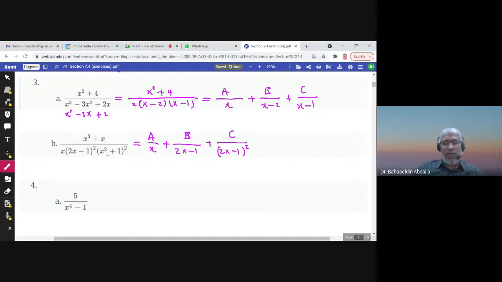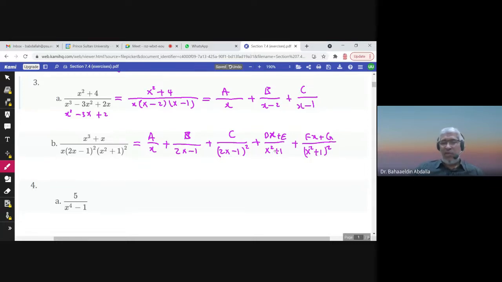Okay, and now this is an irreducible quadratic factor. x squared plus 1 is quadratic and it's irreducible. It has no real zeros, and it is repeated twice. So I put x squared plus 1 to the power 1 in a fraction and x squared plus 1 to the power 2 in another fraction. I have Dx plus E here and Fx plus G here.